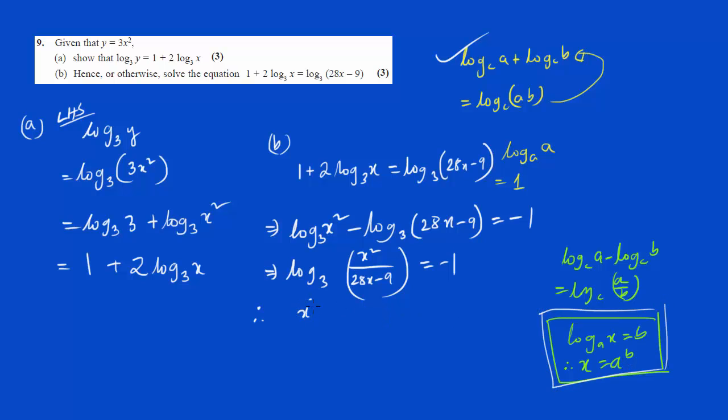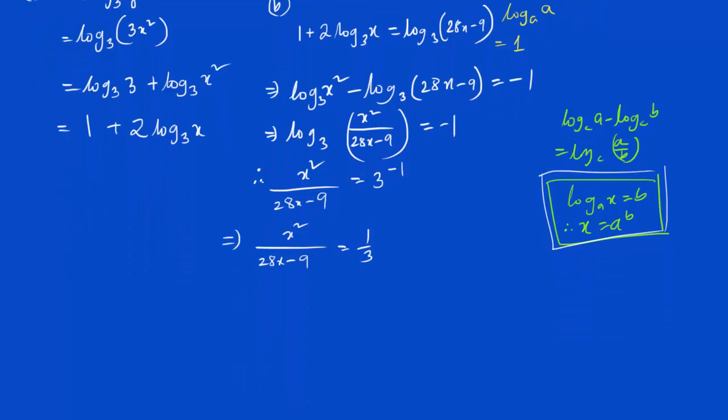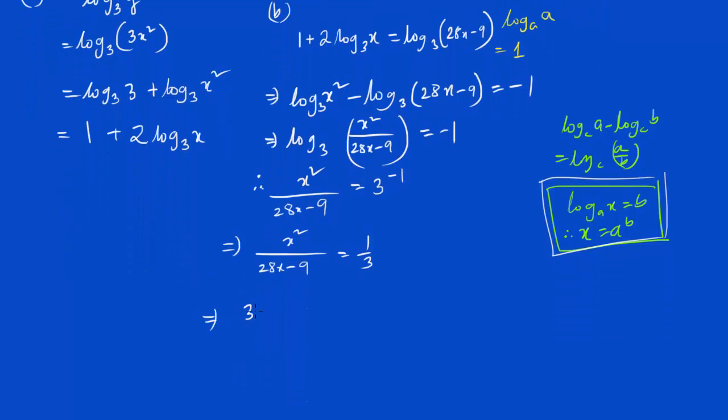So this is going to be x squared by 28x minus 9 equals to 3 to the power minus 1. Remember to write here 'therefore', because this line and this line, this is the formula you're using. So now let's simplify this. So this is going to be x squared divided by 28x minus 9, and this is 1 by 3. 3 to the power minus 1 is 1 by 3. So we can write by cross multiplication 3x squared equals to 28x minus 9. So we can write 3x squared minus 28x plus 9 equals to 0.